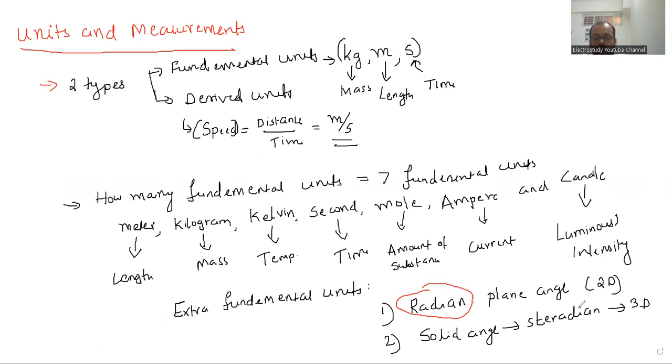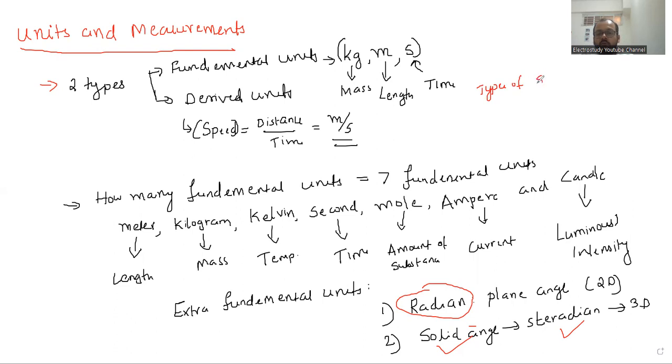If I talk about a three-dimensional diagram, then I can write the quantity as solid angle. What is the unit? How do you measure it? Steradian. Fine. One more important question I want to add: the different types of international system of units. What are the types of system of units?